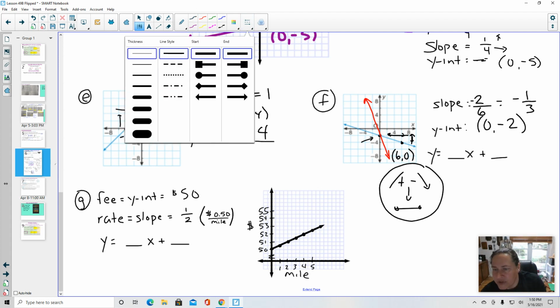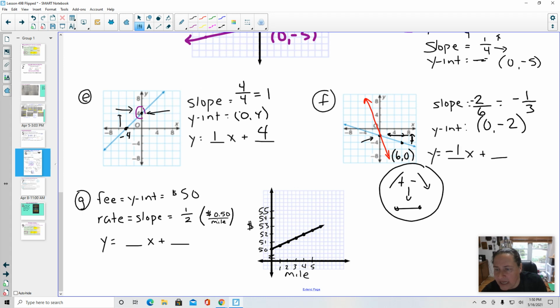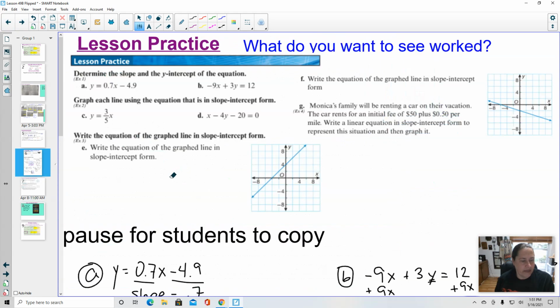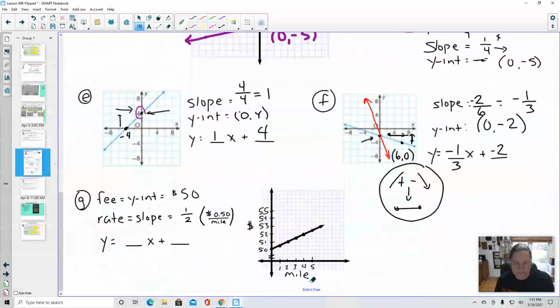Okay. So this is a negative 1/3. So it's going down 1 over 3, down 1 over 3, and it is intersecting at a negative 2. There is my slope intercept form. Last one. And then you're going to do some practice problems on your own.